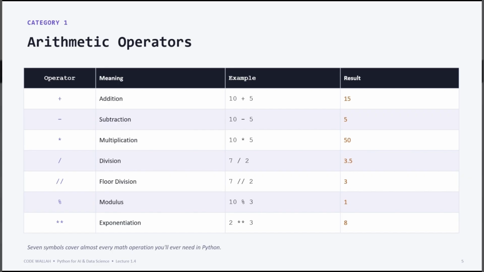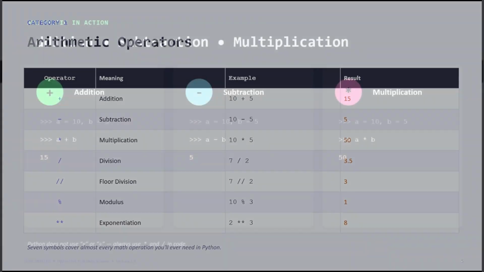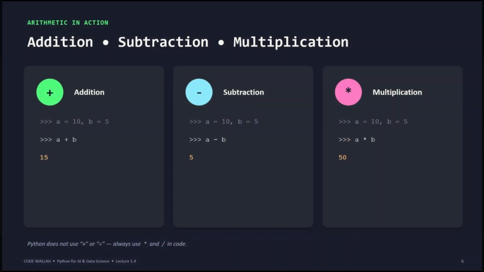Addition. The plus symbol performs addition. a equals 10, b equals 5. print(a + b). Output: 15. Simple. Python takes the value stored in a, takes the value stored in b, adds them and gives us the result. Subtraction. The minus symbol performs subtraction. a equals 10, b equals 5. print(a - b). Output: 5. Python calculates 10 minus 5 equals 5.